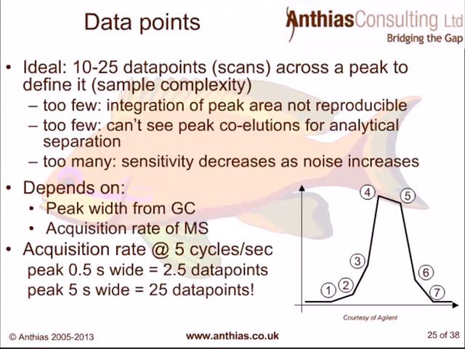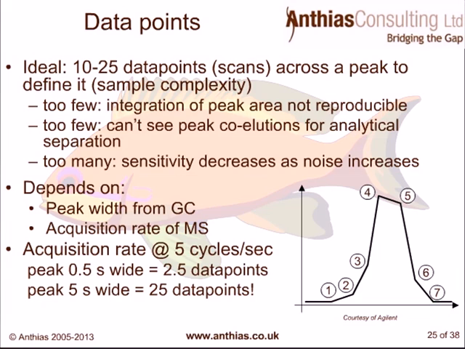So I've talked about data points. Let's just examine this. Ideally, if we're doing quantitative analysis, we want to be aiming for between 10 and 25 data points or scans across a peak to define it. If there are too few, integration of peaks is not reproducible. So you can see this peak here, we've got 7 data points across the peak, and we can see we're not fully defining the outline of that peak. If we were to integrate it and then rerun it, and our data points are in a different place, we would get different areas.